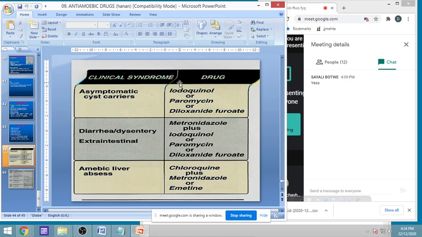When there are amoebic liver abscesses, then chloroquine is comparatively better than other drugs, and it can be combined with metronidazole, or it can be combined with emetine. Here we are not adding any of the luminal agents like iodoquinol, paromomycin, or diloxanide, because here in the liver we need the drug which is working for a systemic type of infection.